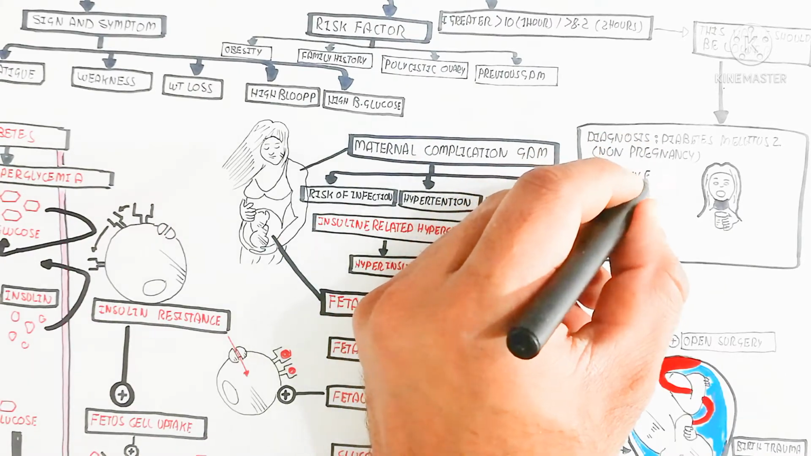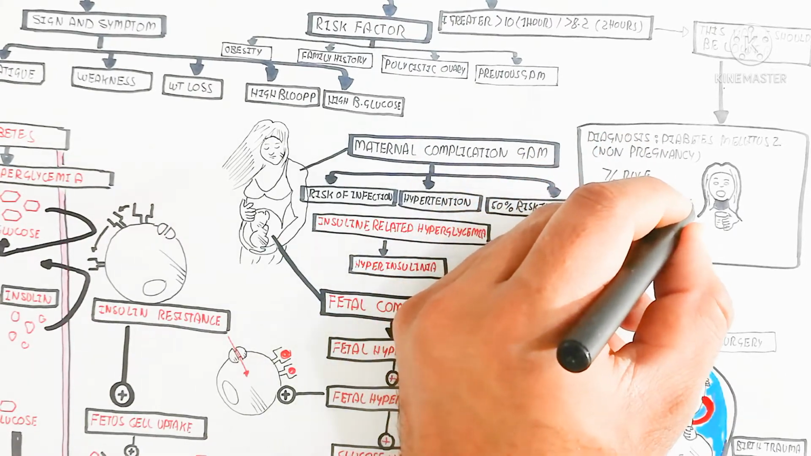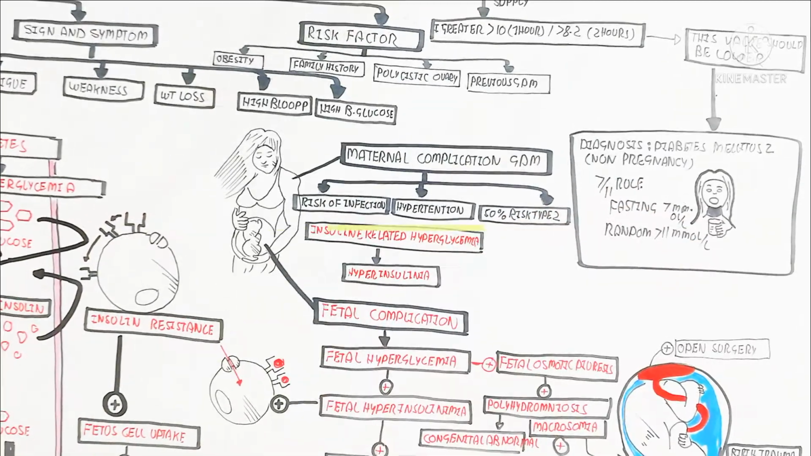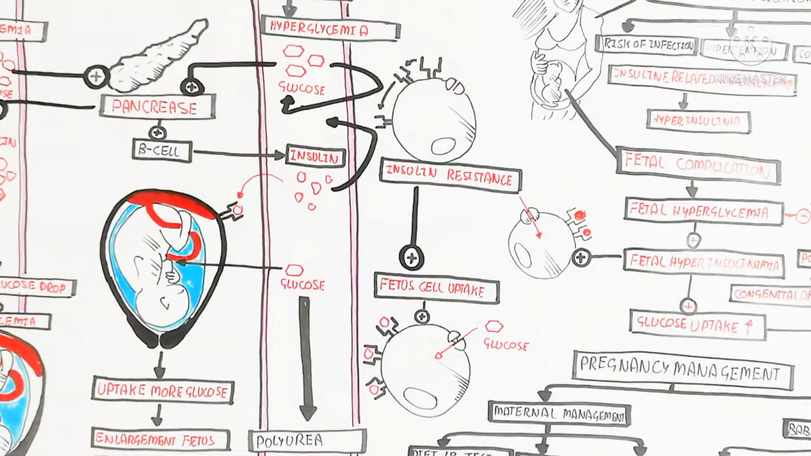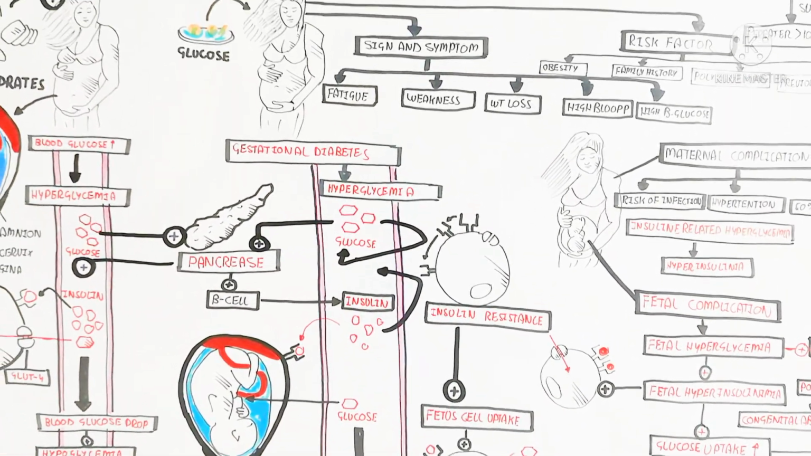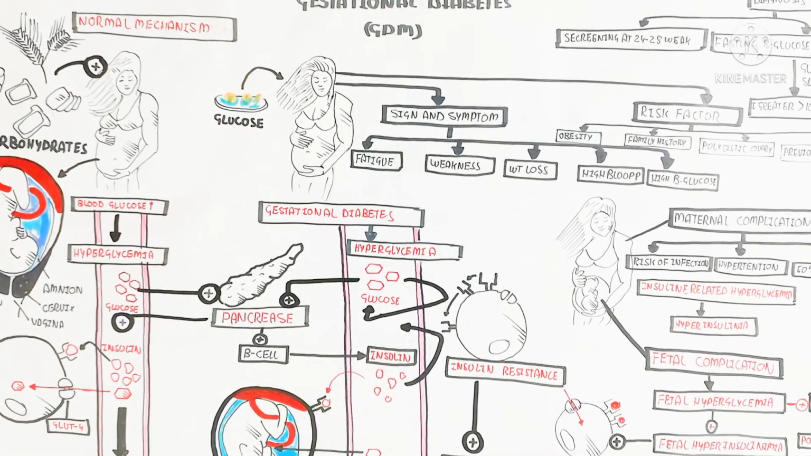So the 7 by 11 rule is used for it. In this way, the fasting glucose should be 7 millimole per liter, while the random glucose level should be 11 millimole per liter. So this was gestational diabetes, GDM.